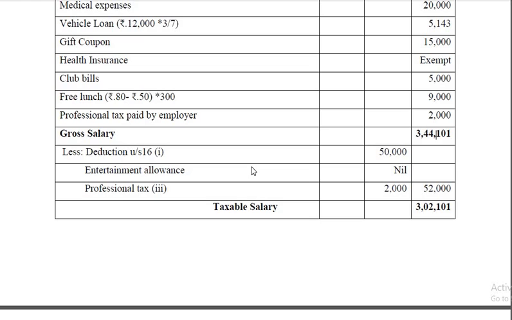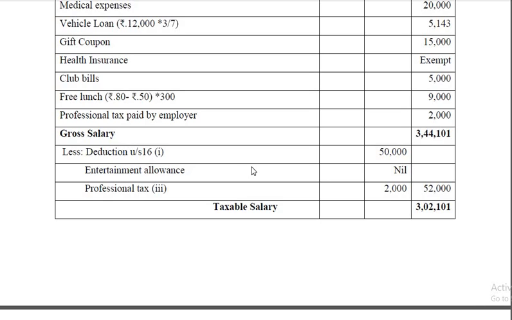Till last year it was 40,000. Now for the assessment year 2021, it is 50,000. Entertainment allowance: if granted, that should be included in taxable salary. But deduction is available only to the government employee.